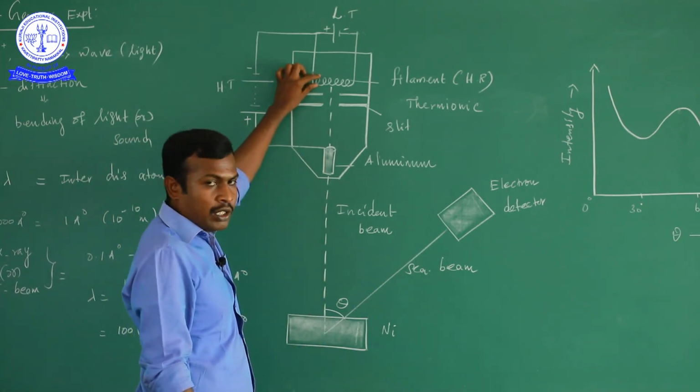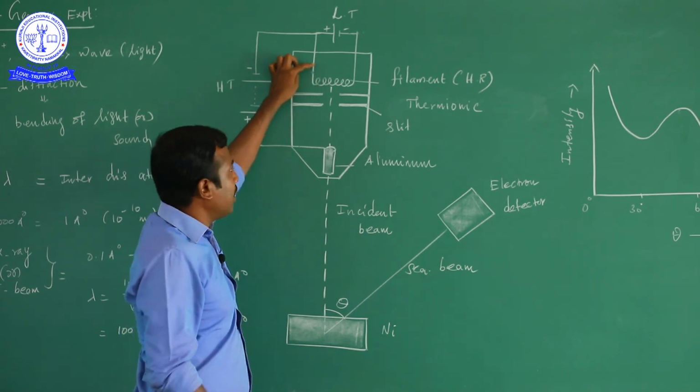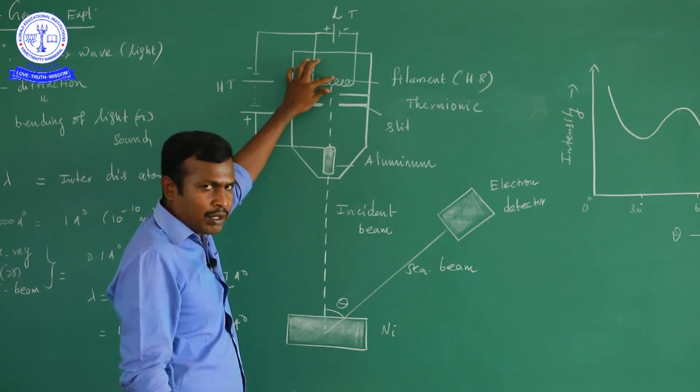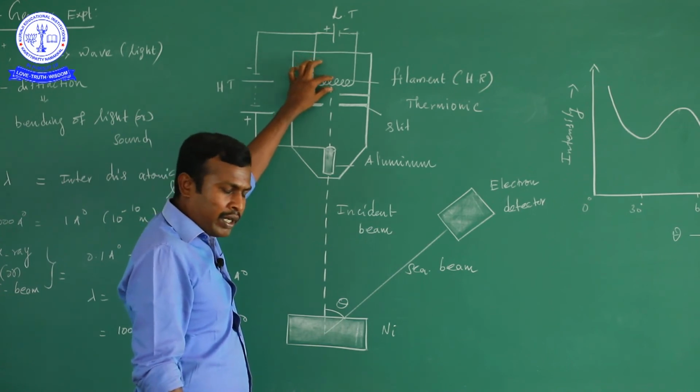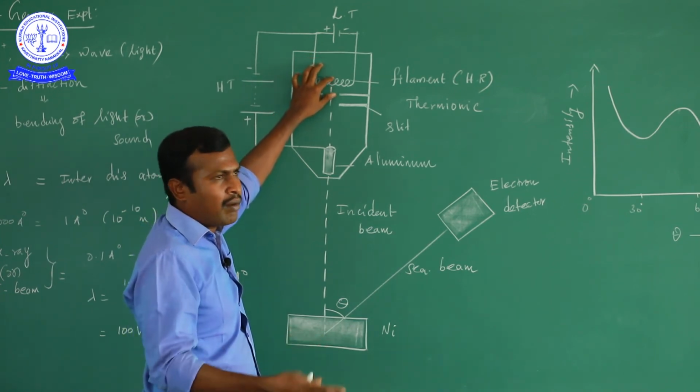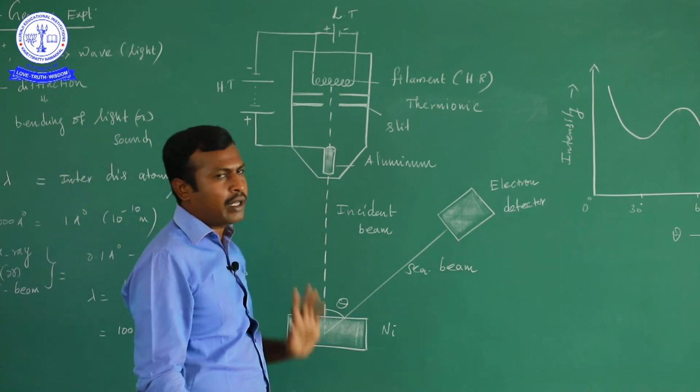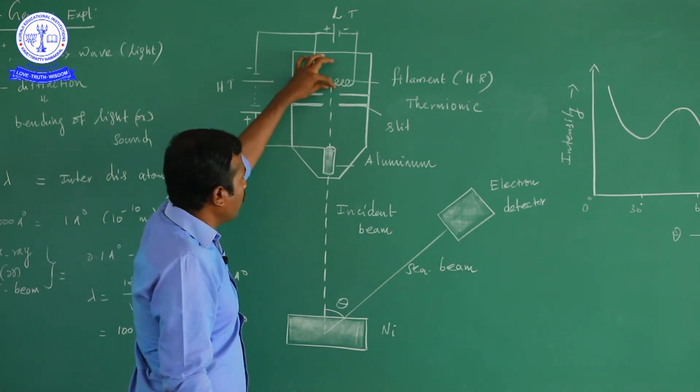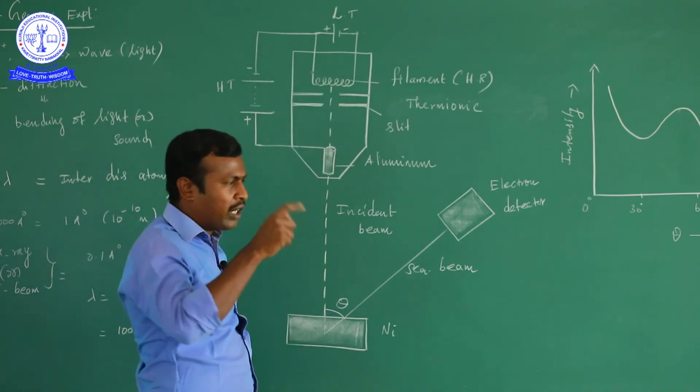Here the filament has high resistance, so the current passing through it is converted into heat energy. Due to the high heat energy of the filament, it loses some electrons. This is commonly known as thermionic emission. So this is the slit. The outcoming electrons are focused by the small slit into a thin line.